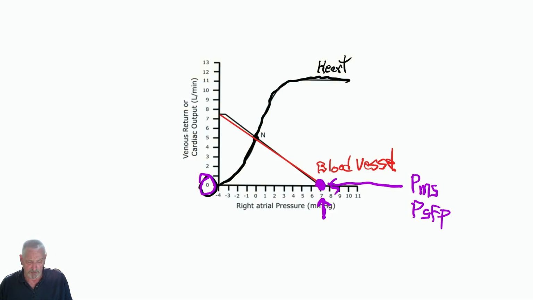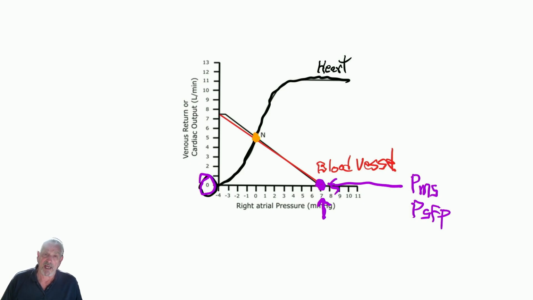The other critical point that we have to pick off on these curves, labeled N here for normal, is the point at which the cardiac output curve intersects with the venous return curve. And that point is the only point along the cardiac output curve that you're actually operating at, and the only point along the venous return curve that you are actually operating at. So this is a bunch of potential points you could operate at, but you're only operating at this point. This is a bunch of potential points the heart could operate at, but it's only operating at this point.